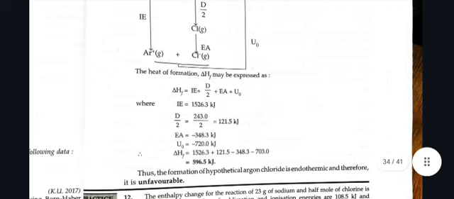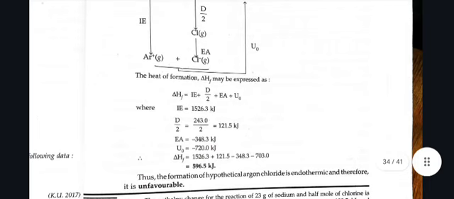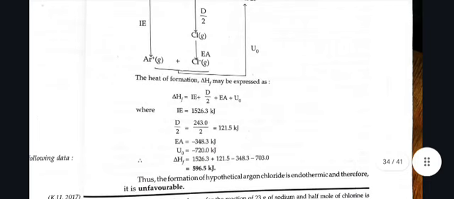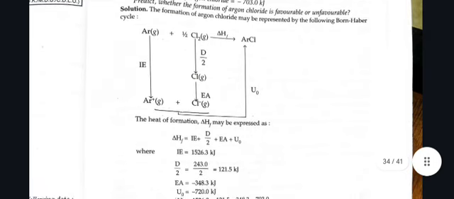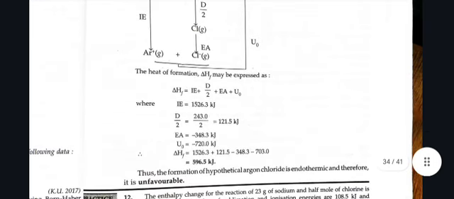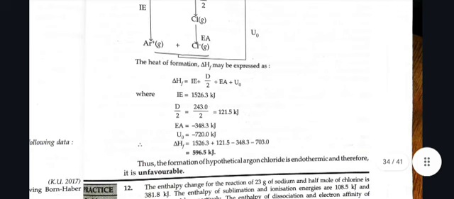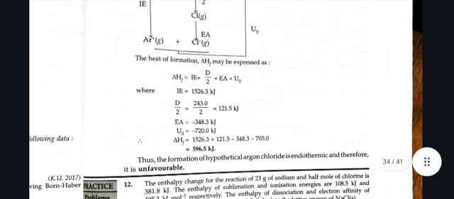The heat of formation delta HF may be represented as delta H equals IE plus D by 2 plus EA plus U0, where all these values are given. Substituting these values, we get delta HF as 596.5. Thus the formation of hypothetical argon chloride is endothermic and therefore it is unfavorable.